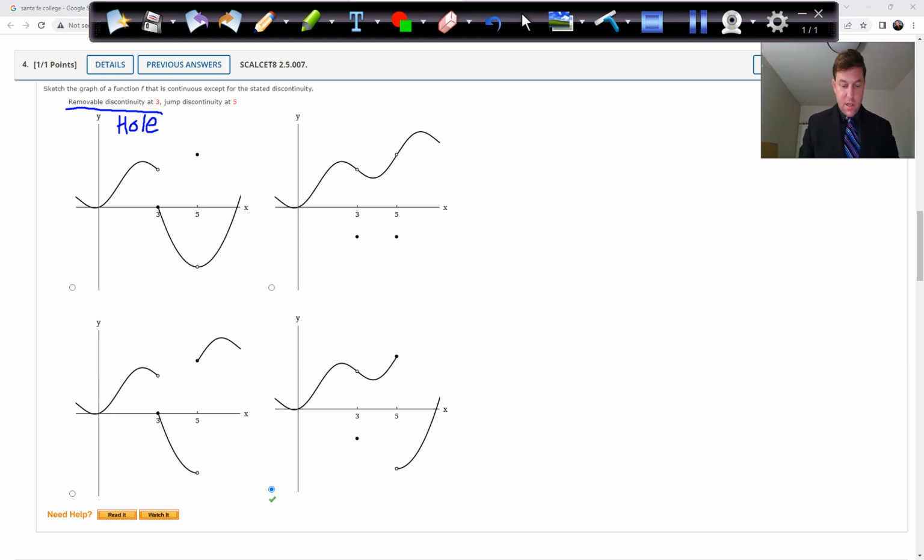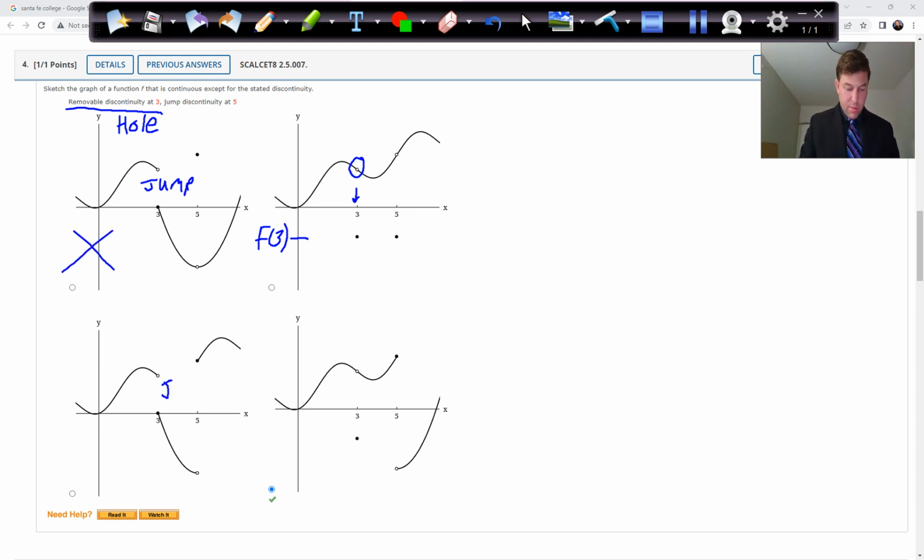So this is a hole at 3. And then they have it filled in here, so it's actually defined. This would be f of 3 down here. So that one could work. This one has a jump at 3. Well, that's not what we wanted, so this entire function is out.